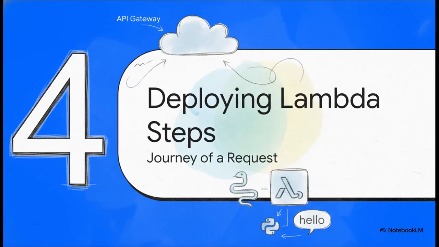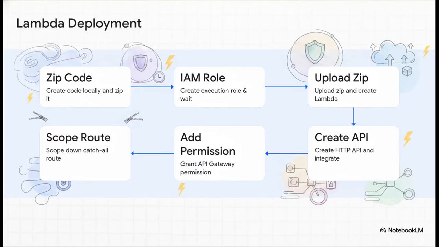All right, Section 4. Let's look at deploying Lambda step by step and actually trace the journey of a request. So you give the prompt, the agent searches its live context, grabs the right skill, and gets to work. And in a surprisingly fast 2 minutes and 35 seconds, it runs through these exact steps. It writes the code, zips it up, creates the IAM execution role, and, this is huge, it actually waits for IAM propagation. That is a step AIs almost always rush and fail on. Then it uploads the zip, spins up the Lambda function, creates the HTTP API, wires the integration, adds the permissions, and scopes down the routes.